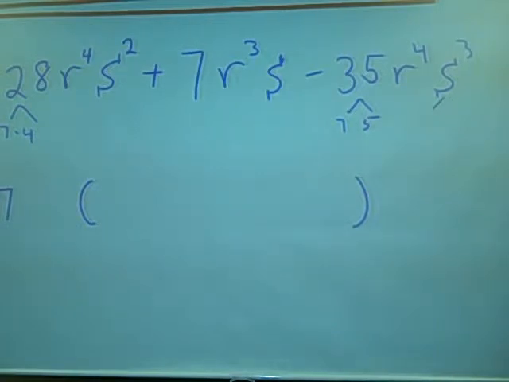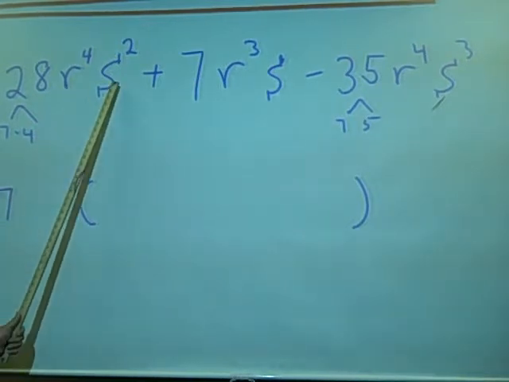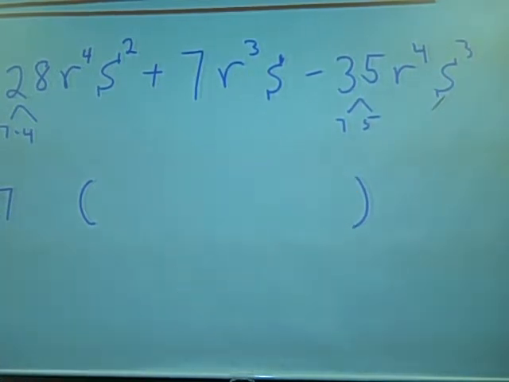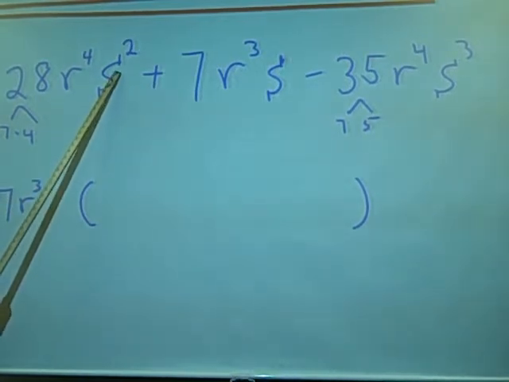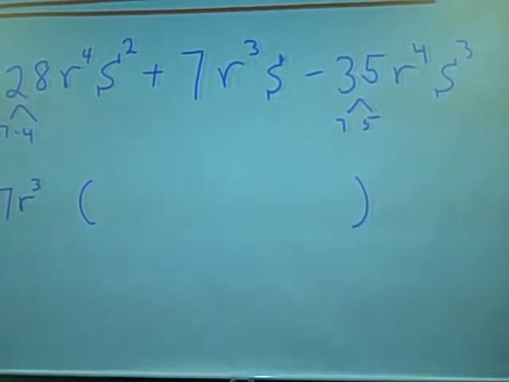Now a trick that tends to help is you look at the r's first. Look for the lowest exponent for the r's, and that's your greatest common factor. Okay? So the lowest exponent for the r's would be what? 3. So we know we can factor out an r cubed. Okay, now what about the s's? What is the greatest common factor for the s's? Yeah, s to the first, right? That's the lowest exponent for the s's.